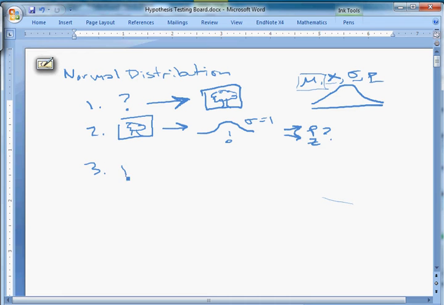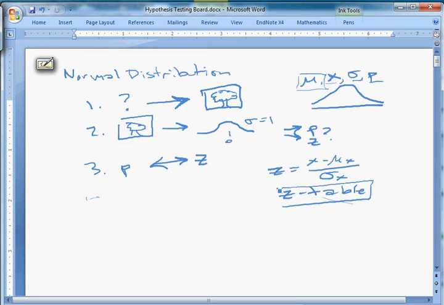Then step 3 was use p to find z, or z to find p, depending on what you had. Sometimes that involves a score function, x minus mu x over sigma x. Sometimes it involves your z table, which is where z's and p's are related. And then last but not least, you answer the question. So you go back up to the question and give the answer. It helps to reread the question to make sure you're getting what you want.